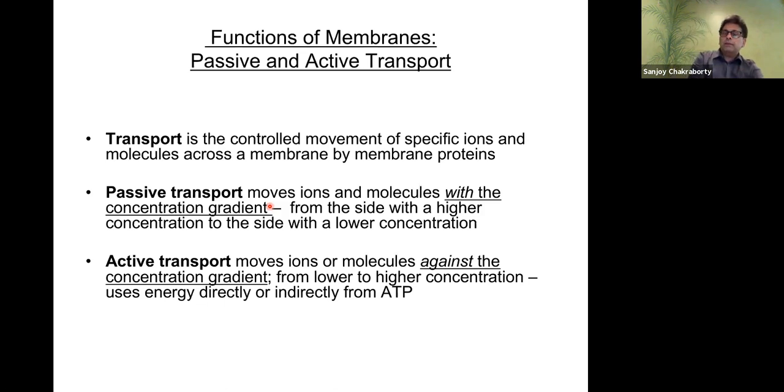Active transport, on the other hand, is the movement of ions and molecules against their concentration gradients. That means if they're low, they will move from low to high. The cell sometimes needs it, so they're going to force them to go from low to high, and they do require ATP molecules, the energy molecules. So passive transport is the movement of ions and molecules along with their concentration gradients and does not require energy. Active transport moves against their concentration gradients and does require energy.